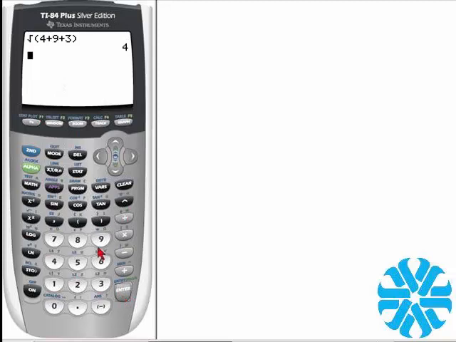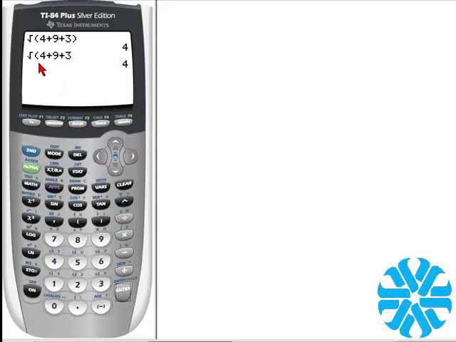So now let's do the same computation. So second function, square root, 4 plus 9 plus 3. Now let's see if it matters if you put the parenthesis on the end of the computation. What we're doing is closing the radicand. Let's see if it makes a difference. And the answer is 4. So it does not. So remember, to save a keystroke, you do not need to put a closing parenthesis on the end of the radicand.